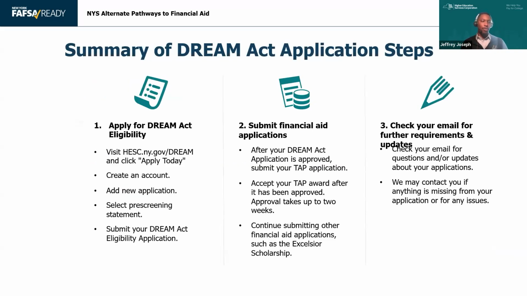So just to summarize all that real quick. A student wants to apply for Dream Act. They go to the Dream Act website, create an account, hit add new application. They do the pre-screening questions, and then they submit the Dream Act eligibility application like we just walked through. After that, they'll be approved or denied. If approved, they can come back into their account, hit add new application, and submit their TAP application. Once they get their TAP application submitted, they'll be able to accept their award.